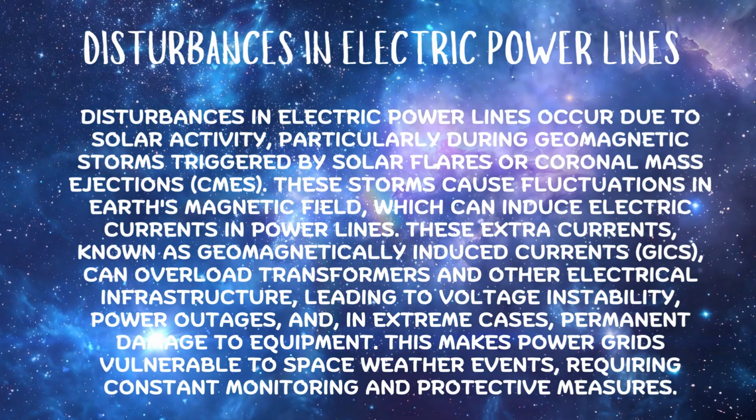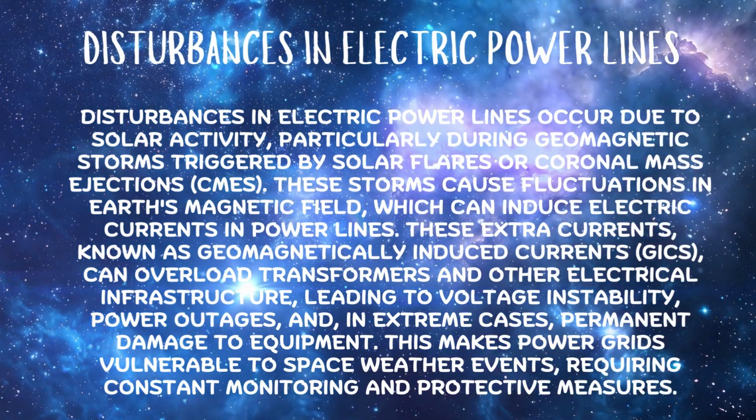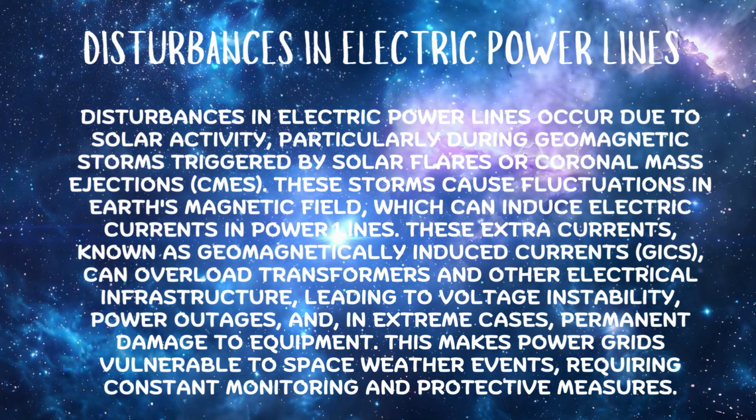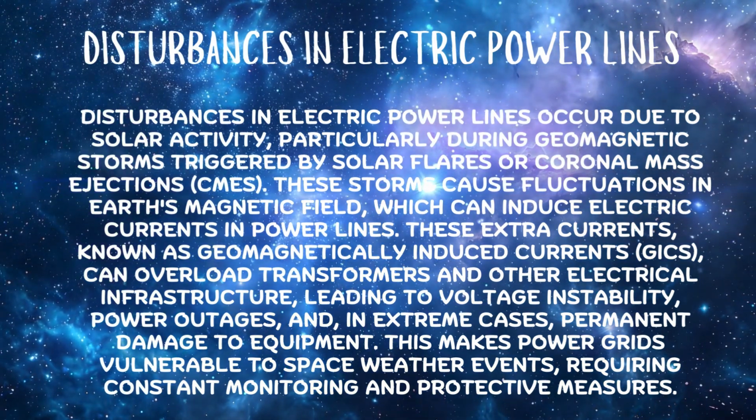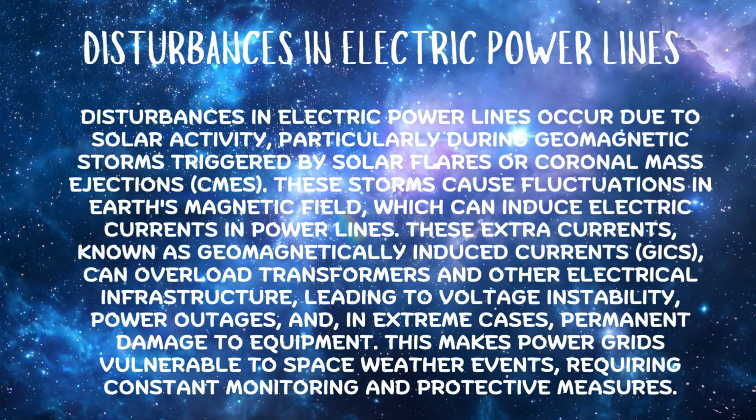Okay, so basically space weather like solar storms create extra electrical currents in power lines. These extra currents can overload the system, damaging equipment and leading to power outages.